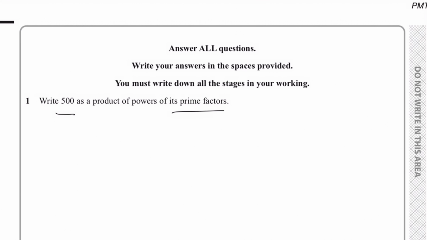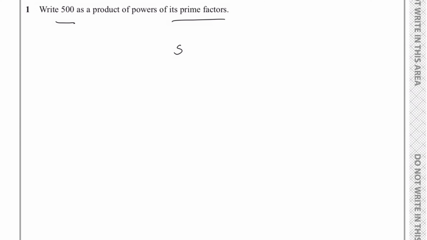its prime factors. To answer these kind of questions we need to draw a tree diagram. Let's start by writing 500 at the top. Now we're going to draw two branches coming down. At the end of our branch we need to write two numbers which multiply to give us 500. Let's keep it nice and simple, we'll do 100 and 5.